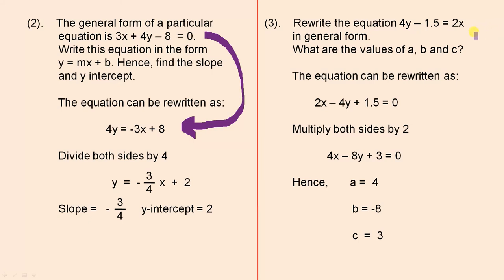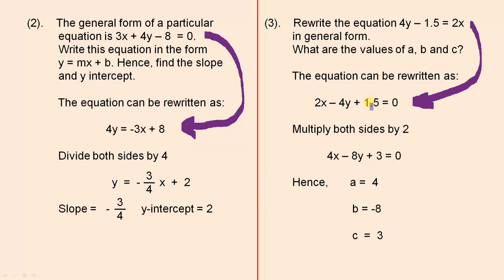Example 3. Rewrite the equation 4y minus 1.5 equals 2x in general form. What are the values of a, b and c? So the equation can be rewritten as 2x minus 4y plus 1.5 equals 0. Again, we can go from there to there automatically at the year 9 level.